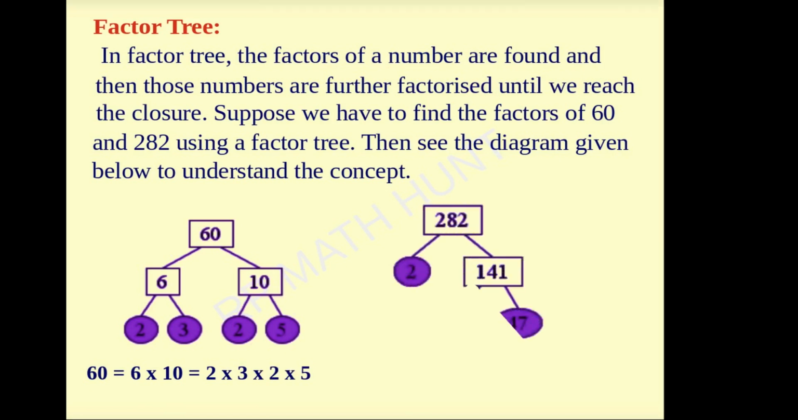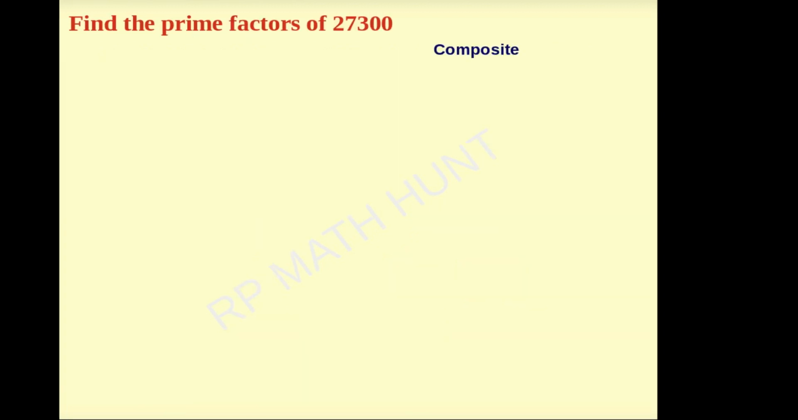282 is 2 into 141, and 141 is 3 into 47. That is, 282 equals 2 into 3 into 47.